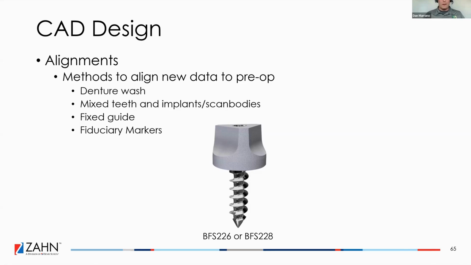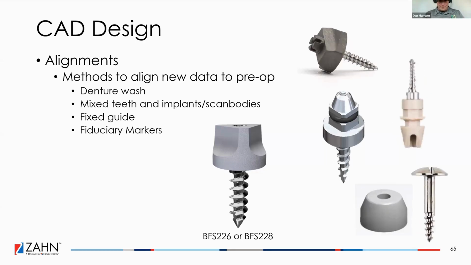One of the methods is fiduciary markers. Here's the desk fiduciary marker. You can have fixed guides. You can have mixed teeth and implants. Some doctors pull out some teeth and put some implants and scan bodies in, scan, kind of like that doctor did there with the scan bodies. Or you can use a denture wash as well over mainly like healing caps. There are a ton of fiduciary markers. They all work pretty well.